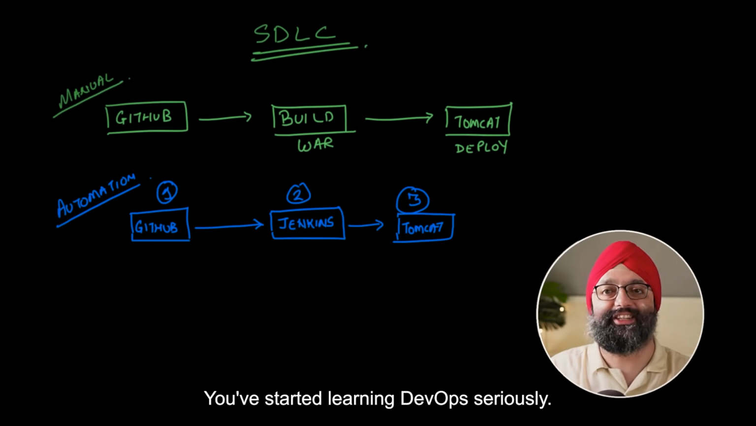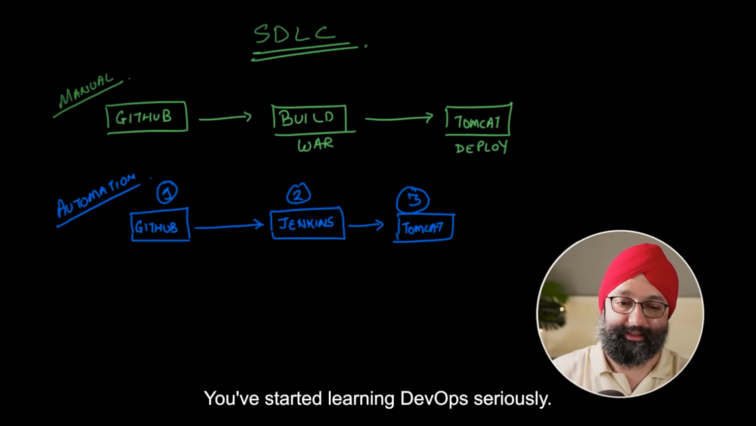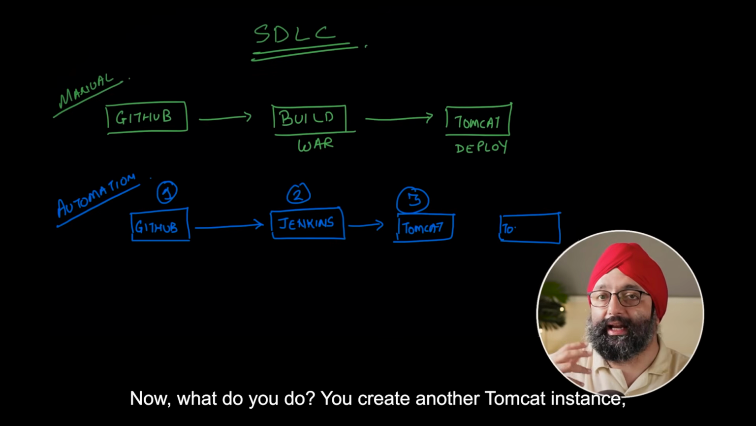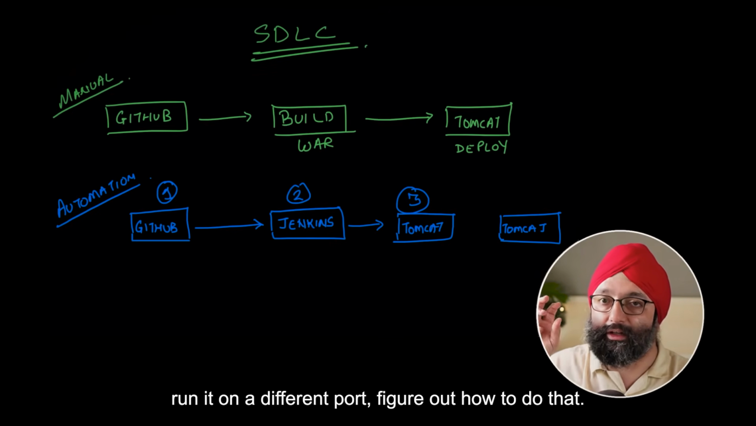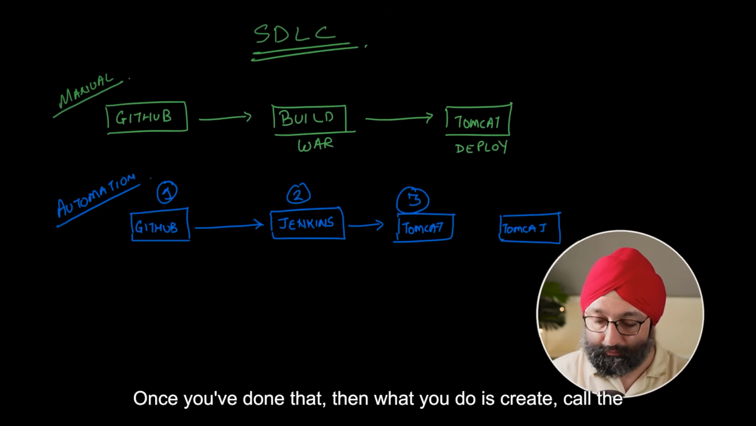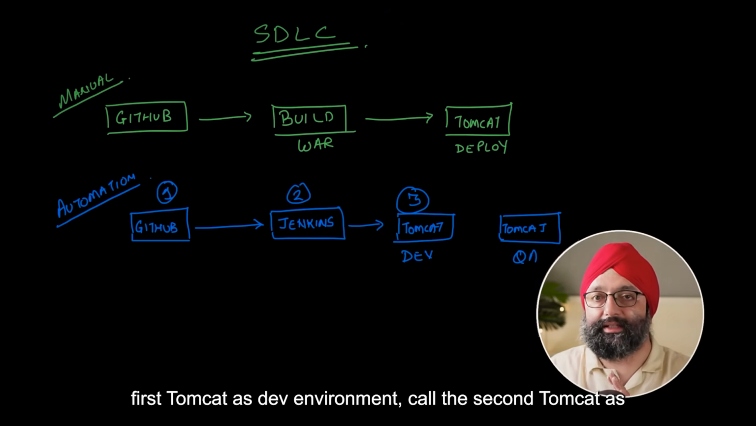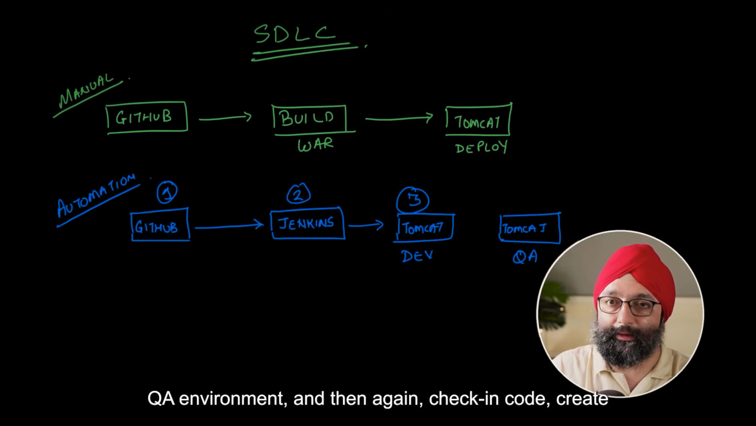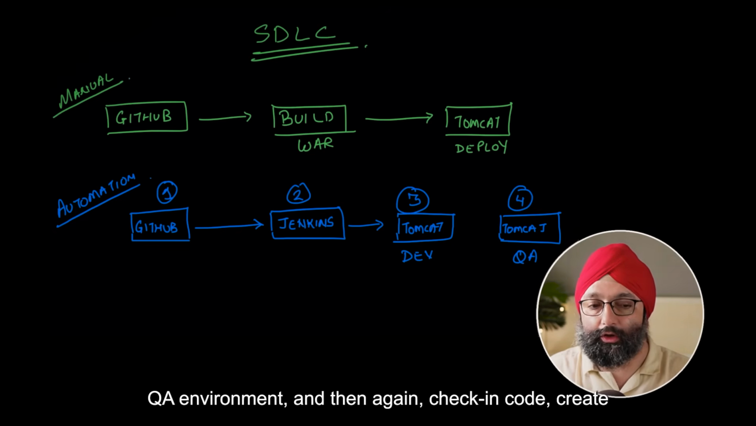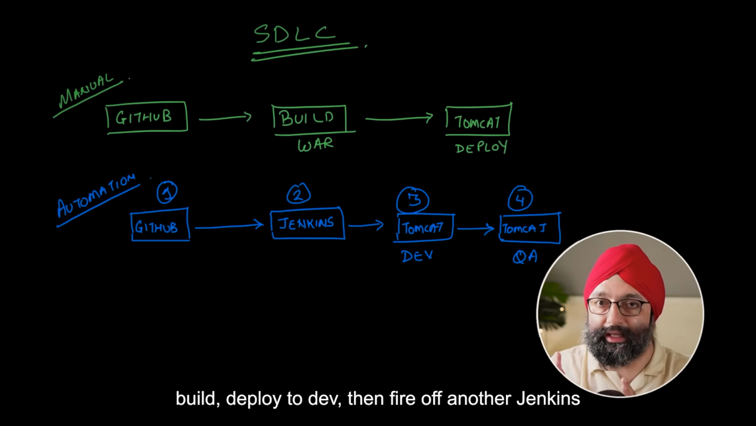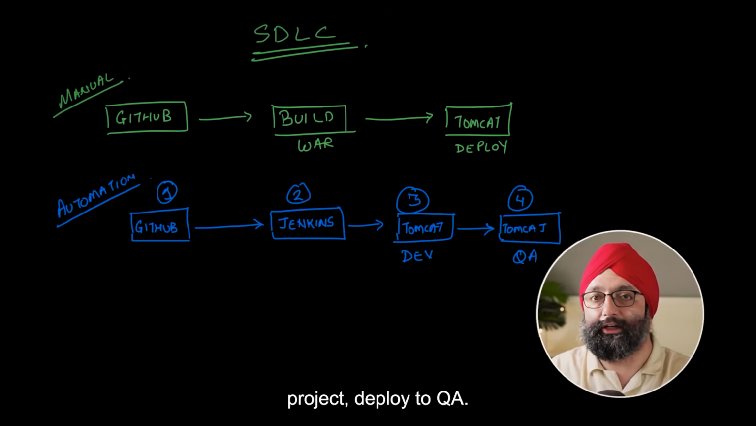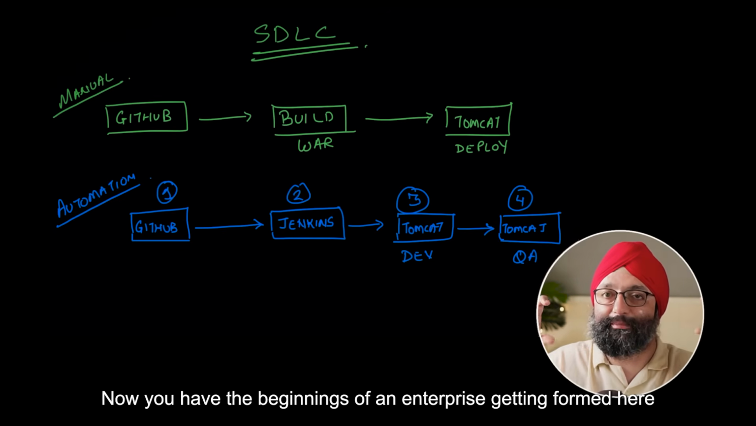Good job. You've started learning DevOps seriously. Now what do you do? You create another Tomcat instance, run it on a different port, and figure out how to do that. Once you've done that, call the first Tomcat the dev environment and the second Tomcat the QA environment, and then again check in code, create a build, deploy to dev, then fire off another Jenkins project to deploy to QA. Now you have the beginnings of an enterprise getting formed here.